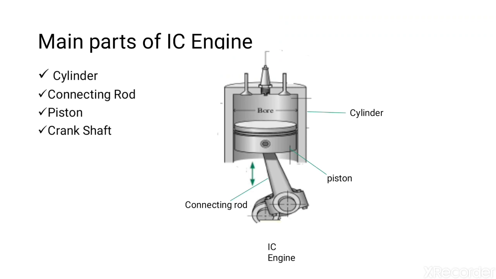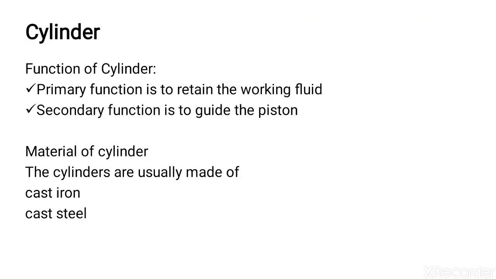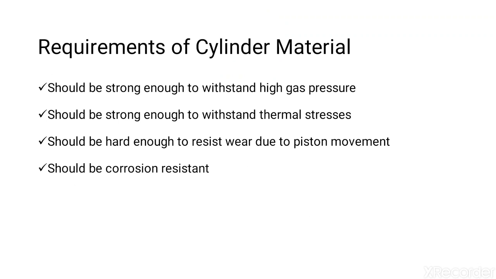Now start the design procedure of cylinder. Function of cylinder: primary function is to retain the working fluid. Secondary function is to guide the piston. Material of cylinder: the cylinders are usually made of cast iron, cast steel. Requirements of cylinder material: it should be strong enough to withstand high gas pressure, strong enough to withstand thermal stresses, hard enough to resist wear due to piston movement, and corrosion resistant.